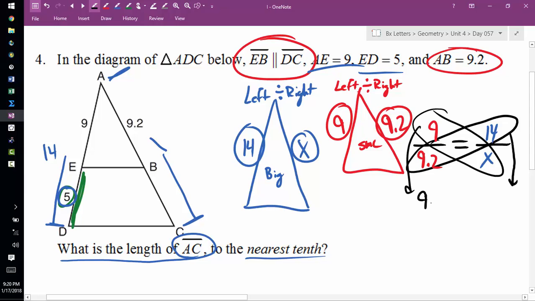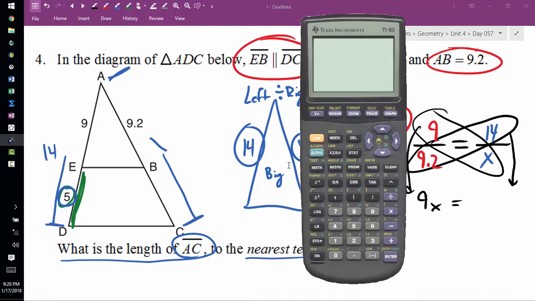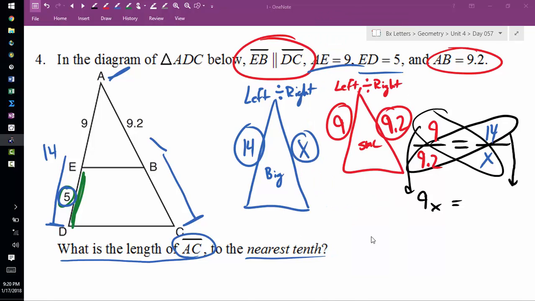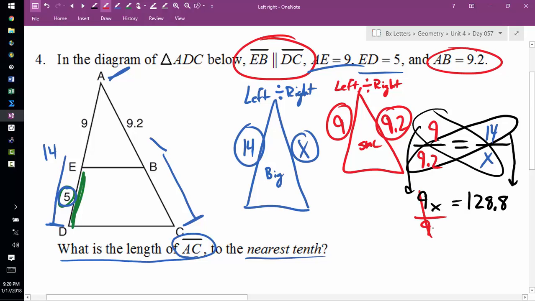I'll get 9x on the left side. And then 14 times 9.2. I have no desire to do that in my head or even on paper, so I'm going to ask a calculator. And they tell me that is 128.8. I'm going to write down all my work so I keep track. I can verify if I made a mistake, and it shows me what I need to do next.